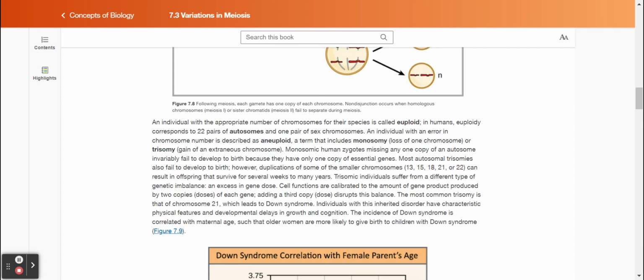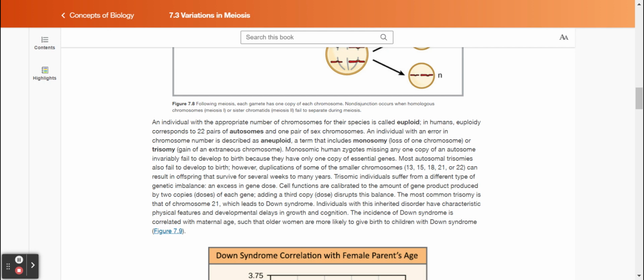An individual with the appropriate number of chromosomes for their species is called euploid. In humans, euploidy corresponds to 22 pairs of autosomes and one pair of sex chromosomes. An individual with an error in chromosome number is described as aneuploid, a term that includes monosomy, loss of one chromosome, or trisomy, gain of an extraneous chromosome.